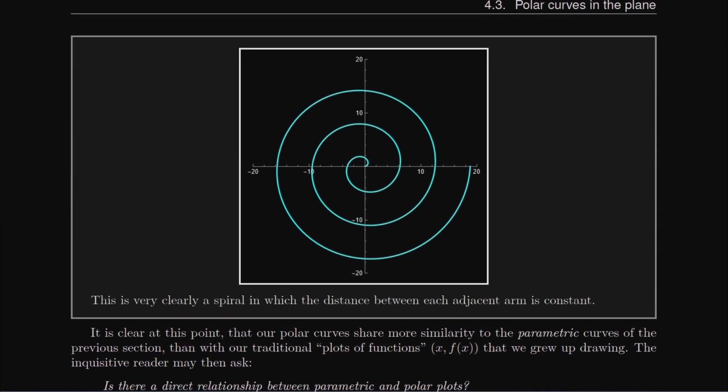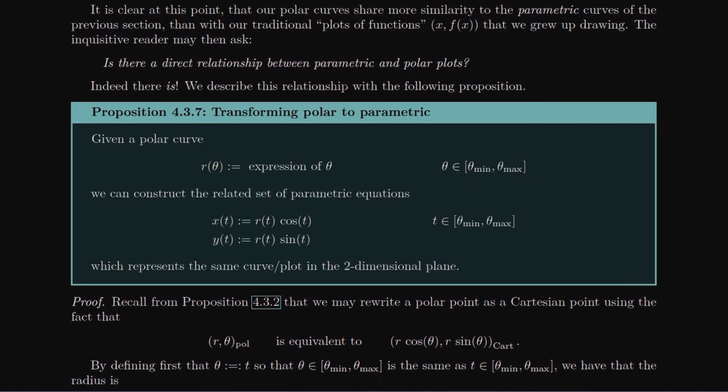Now I do want to mention, to finish everything out, it's pretty clear that polar curves share a similarity to parametric curves. We're getting these plots in the xy plane, the two-dimensional plane, that do not pass the vertical line test, and yet we still have some notion of functions here. And so you might ask the question, is there a direct relationship between parametric and polar plots? And the answer is yes.